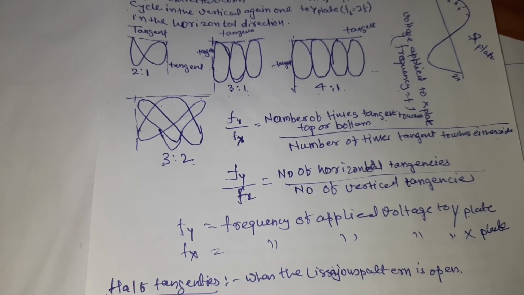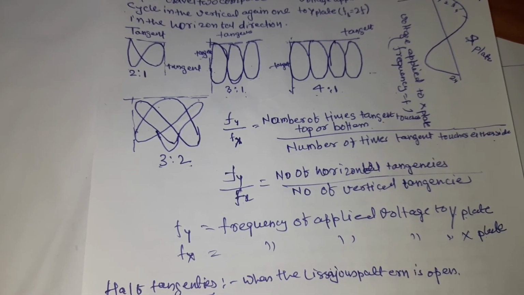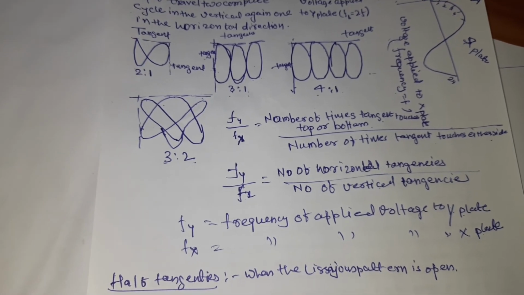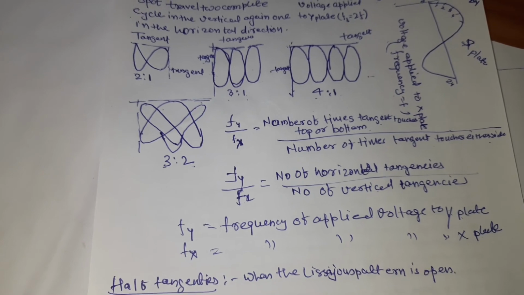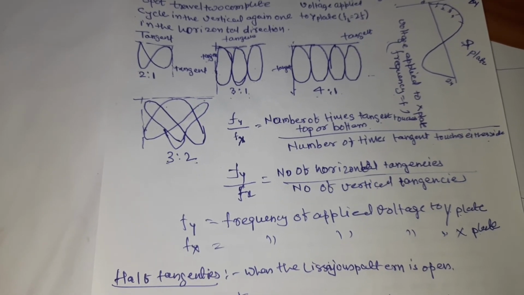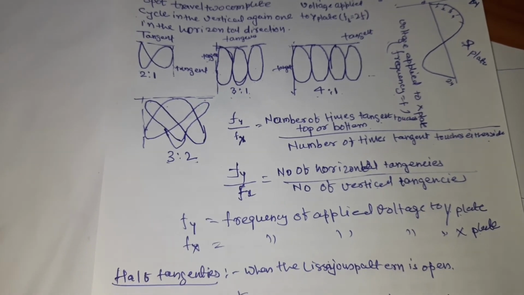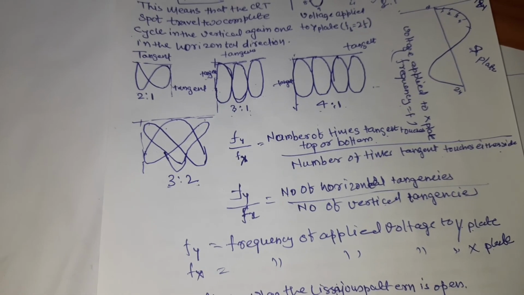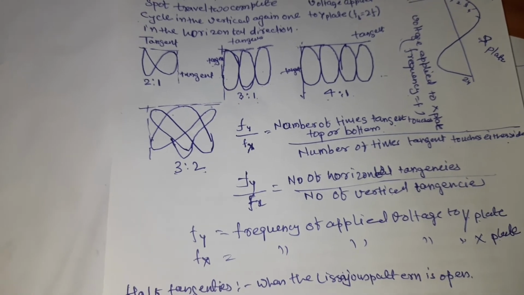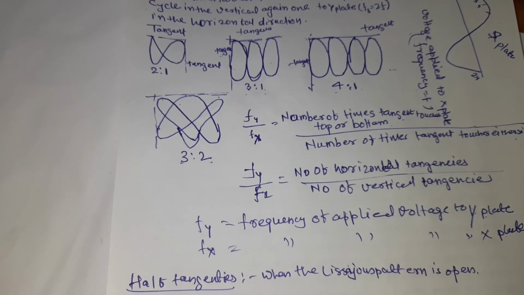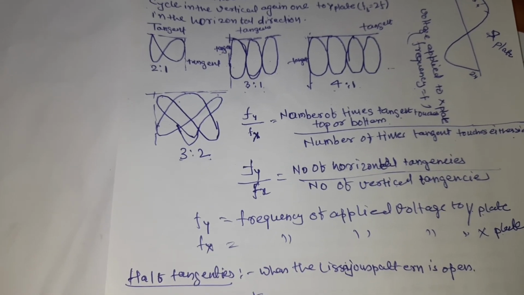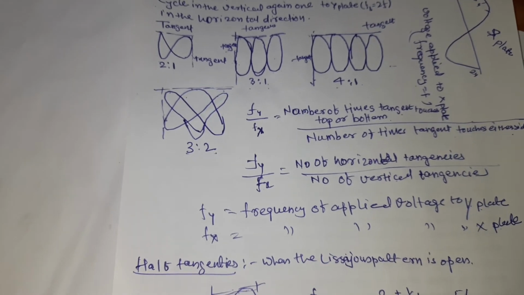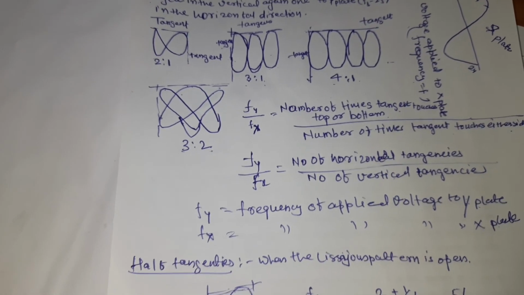That means we have to apply the unknown frequency to the y plate and the standard frequency to the x plate, and vary the standard frequency so that it is a multiple of the unknown frequency. The CRO then shows a Lissajous pattern, and the number of tangents along the horizontal axis and along the y-axis decide the ratio between fy and fx. In this way we can measure the unknown frequency of any signal in terms of the standard frequency.